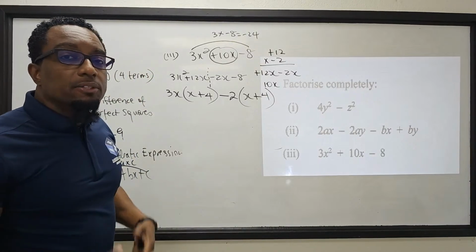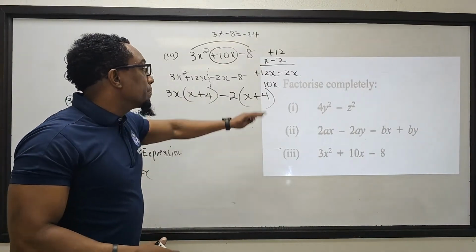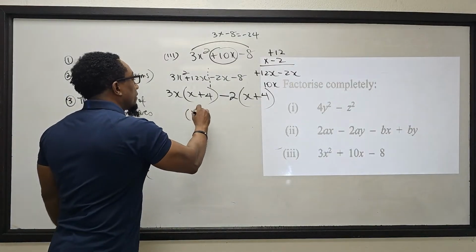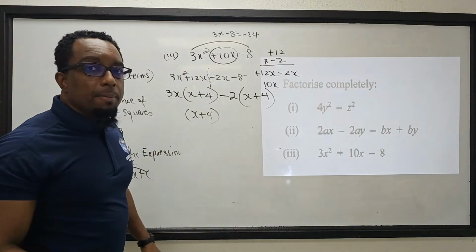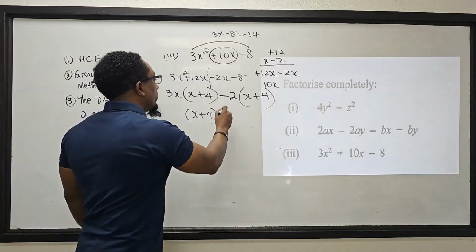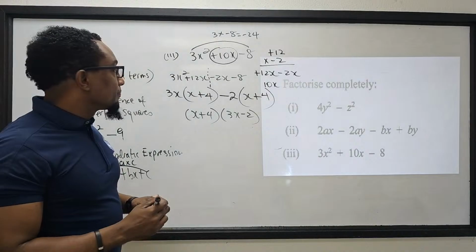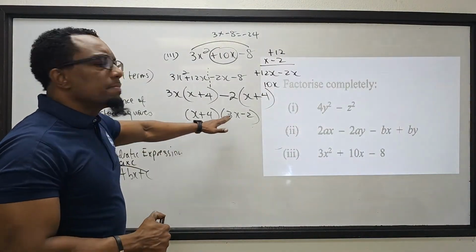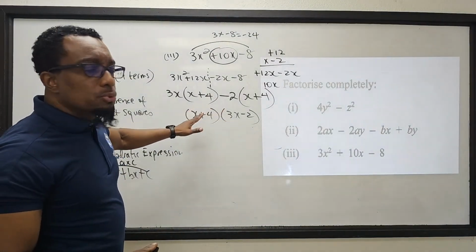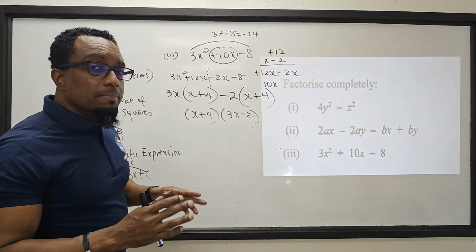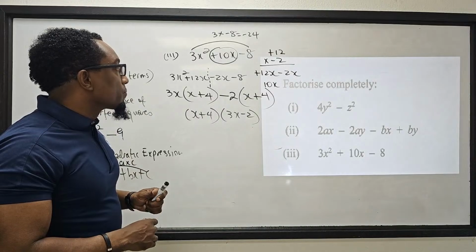So we are on the right track because we have the same expression in brackets. We have one more step, which is to take out x plus 4, which is common, and what remains is 3x and negative 2, replace in the other bracket. Again, it doesn't matter the order. If you have 3x minus 2 first and x plus 4 after, that is okay. It does not matter the order. Okay?